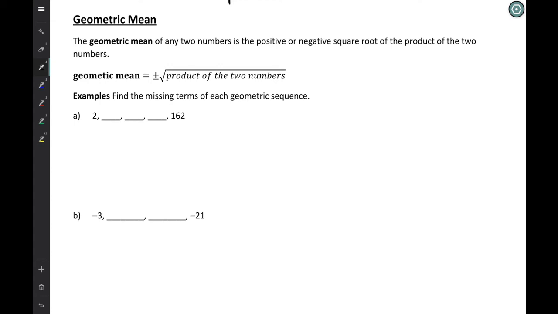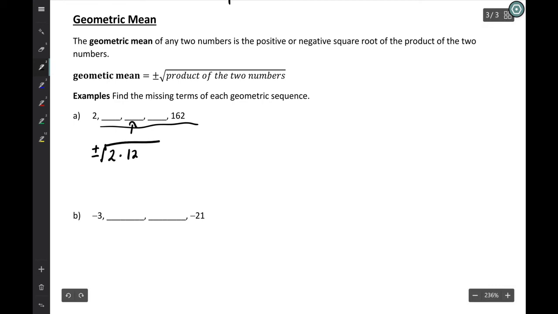So let's find the missing terms of this thing here. Got three terms, it means I'm missing. I can find this one first using geometric mean. So I got the positive and negative square root of 2 times 162, sorry. This is going to be equal to positive and negative square root of 324, which is clearly plus or minus 18.